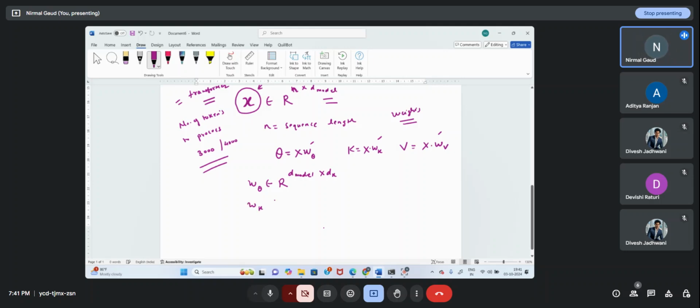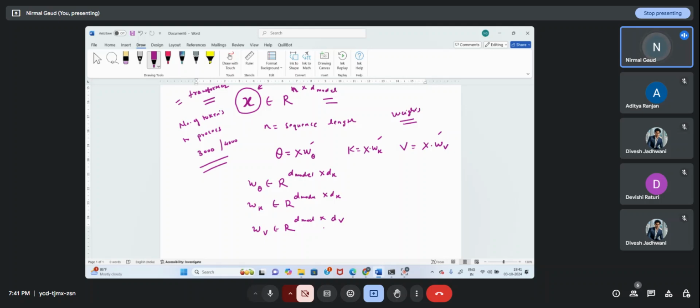Wk also belongs to R dimension of model into dimension of key, and Wv belongs to R dimension of model into dimension of value. Okay, so we are having these q, k, v.